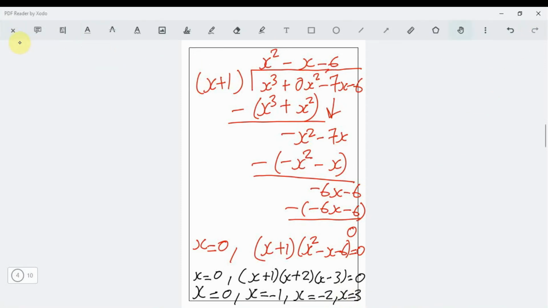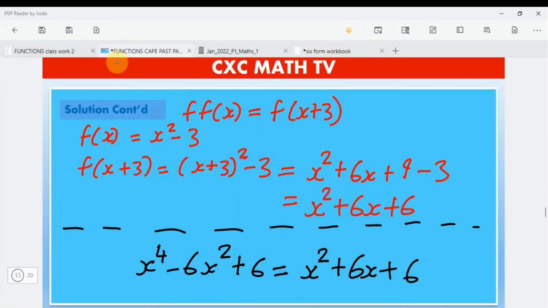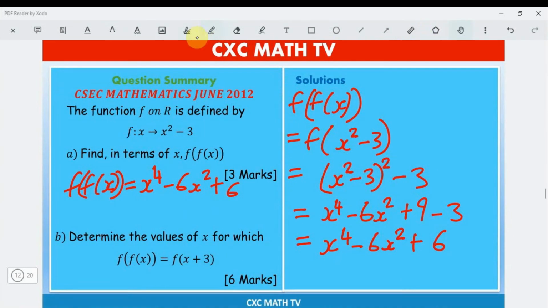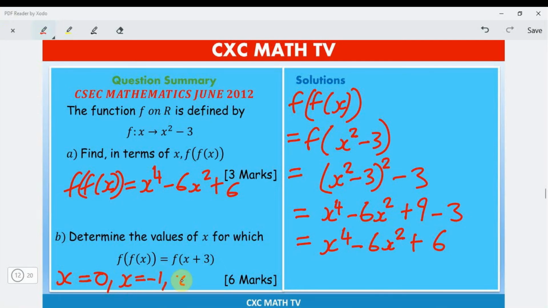Alright? That's how you would solve this equation. And I know you're seeing 6 marks to do all of that work. Yes, I know it's a little unfair, but that is it. Sometimes it's not always going to be fair. Aww. X is 0, x is -1, x is -2, and x is equal to 3. Those are the answers.